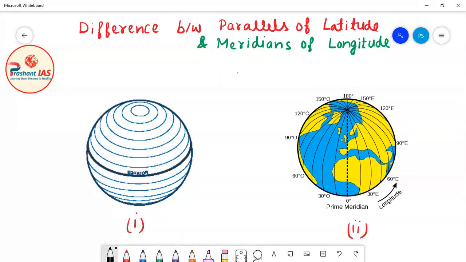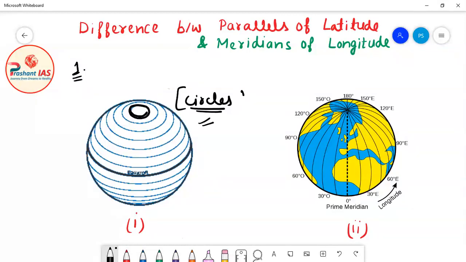So what is the first difference? The first difference is clearly visible from the diagram. You can see that parallels of latitude are concentric circles. Remember I told you that parallels of latitude are concentric circles. Concentric circles basically means circles that share a common center. Even if you forget this word concentric, the word circle will serve our purpose here. So you can say that parallels of latitude are circles.